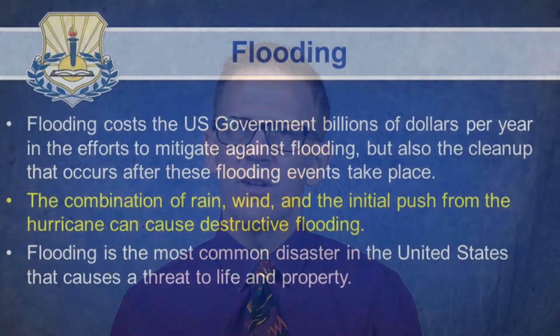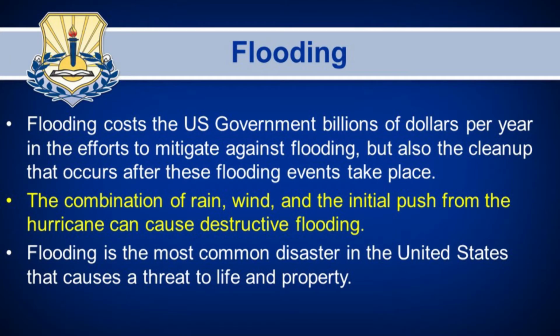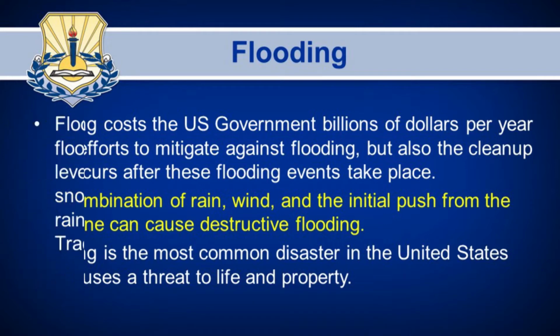So basically, flooding is costing the U.S. government billions of dollars per year. Flooding can occur with a combination of wind, rain, hurricane force winds, as well as storm surges. And flooding is the most common disaster that we are going to have here in the United States, and that's going to be the biggest threat that we have to our lives as well as our property.